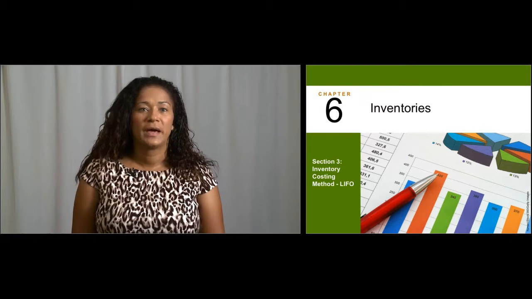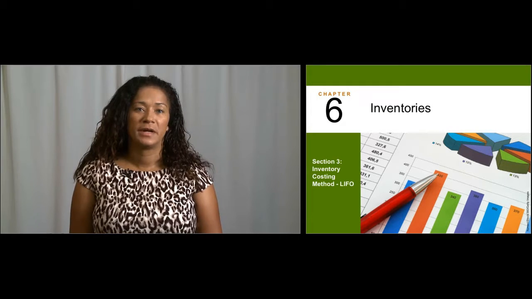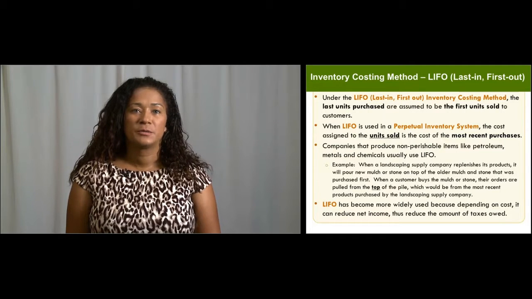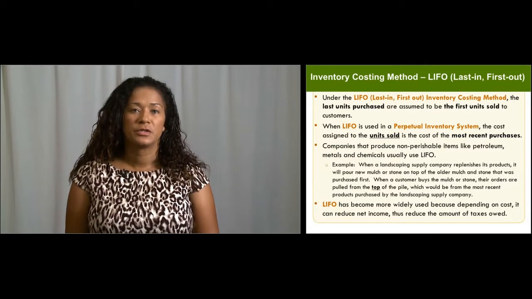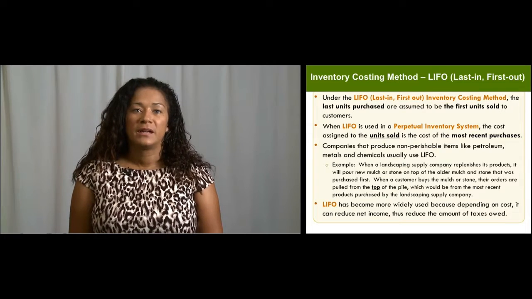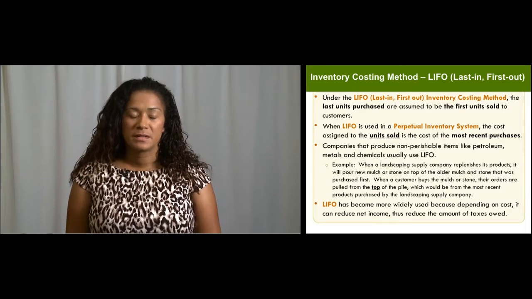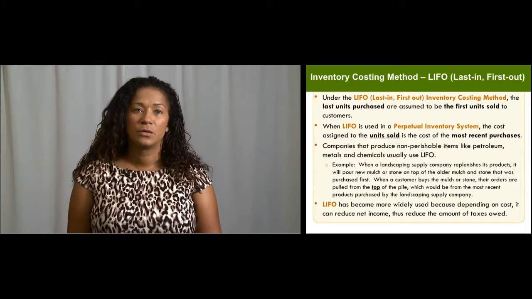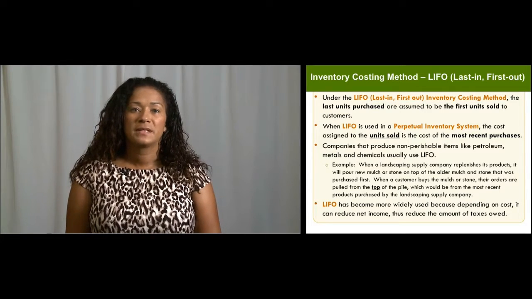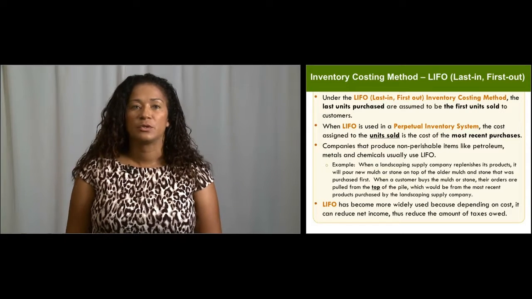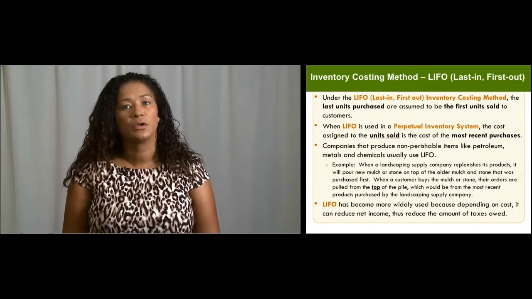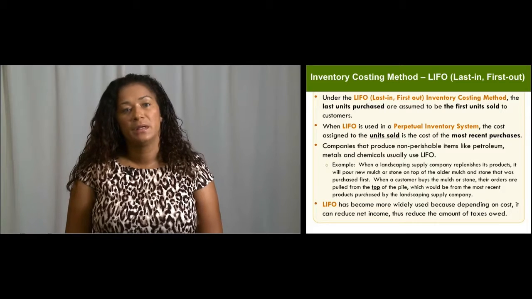This lesson will show you how to determine the cost of inventory under the perpetual inventory system using the LIFO cost method. Under LIFO, the last units purchased are assumed to be the first units sold to customers. When LIFO is used in a perpetual inventory system, the cost assigned to the units sold is the cost of the most recent purchases. Companies that produce non-perishable items like petroleum, metals, and chemicals usually use LIFO.